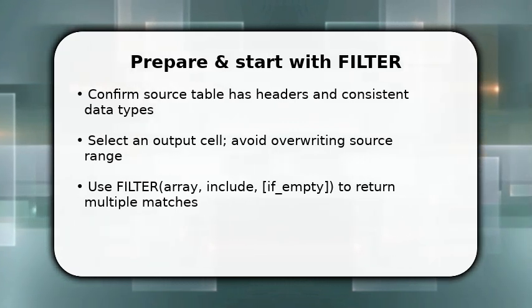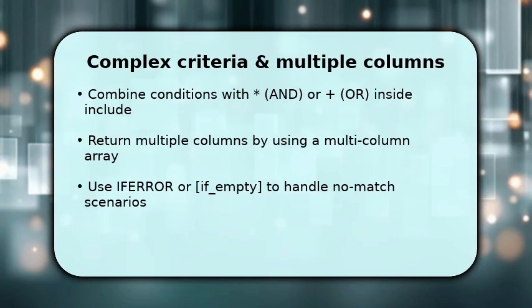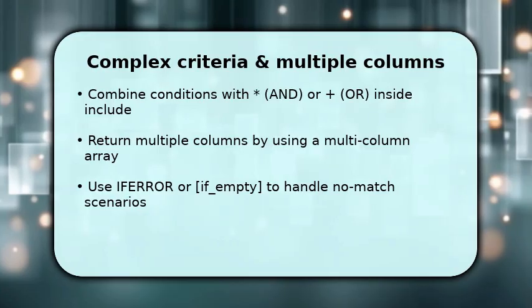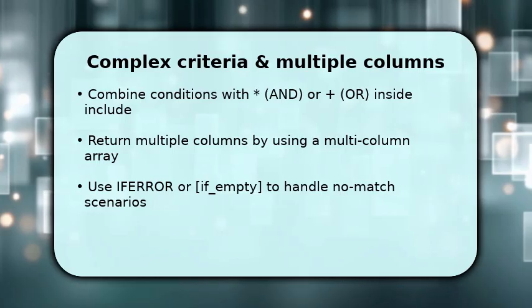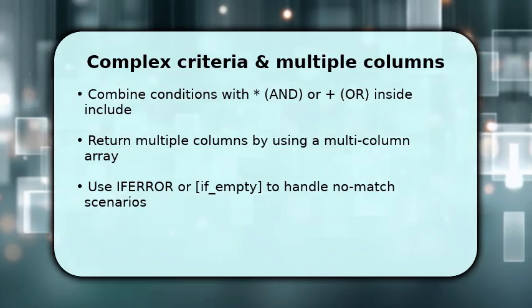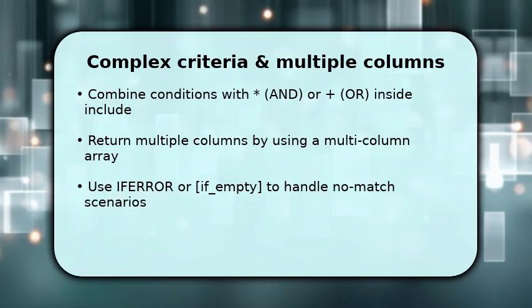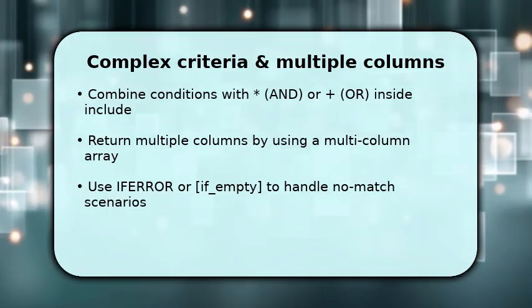Now handle complex criteria. Build the include argument with expressions like (A=G1)*(B>100) for AND, or (A=G1)+(C="active") for OR. The multiplication and addition coerce TRUE/FALSE to 1/0.